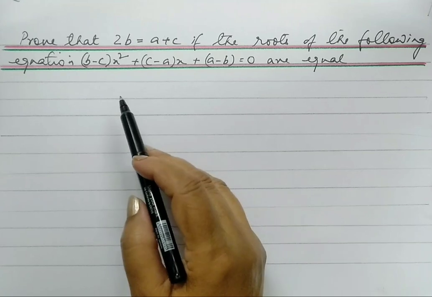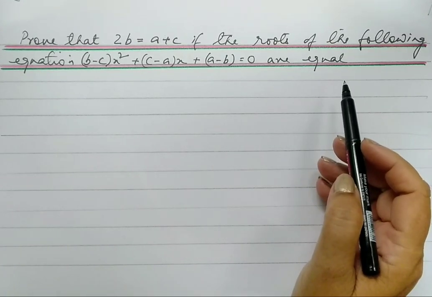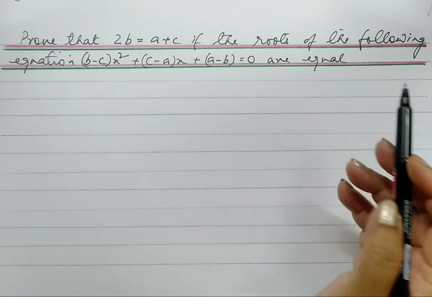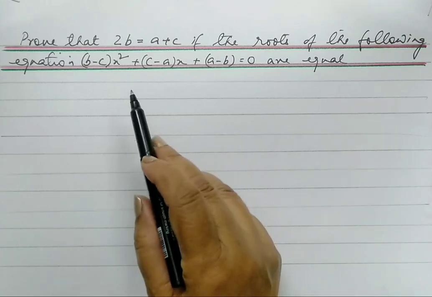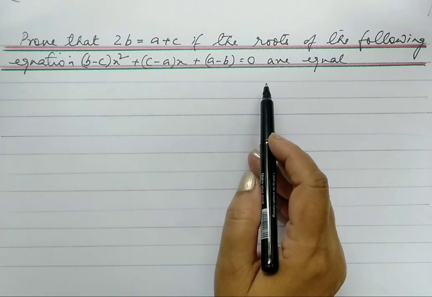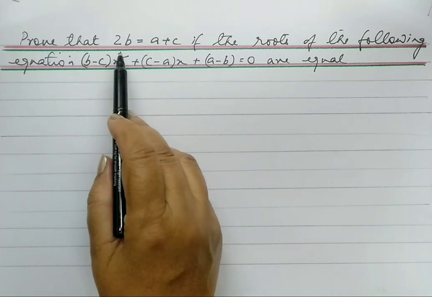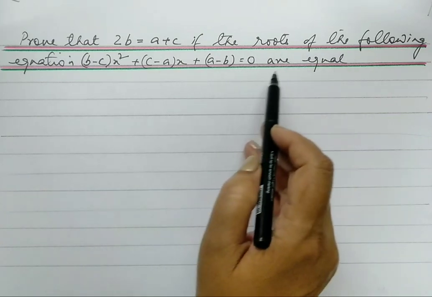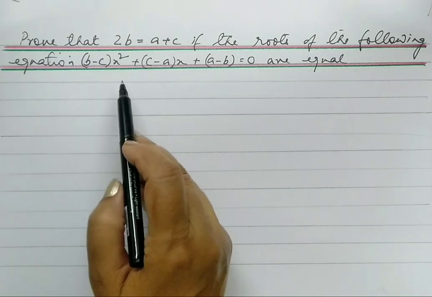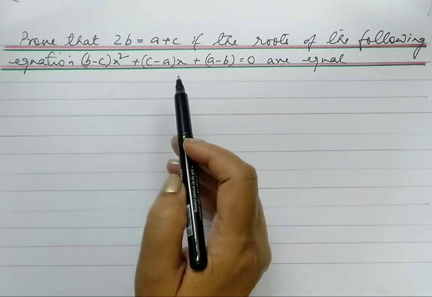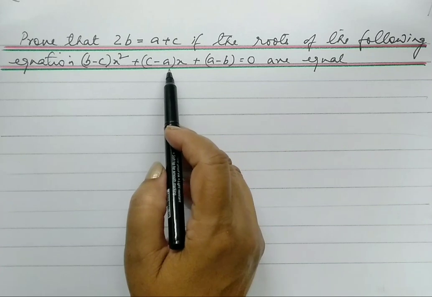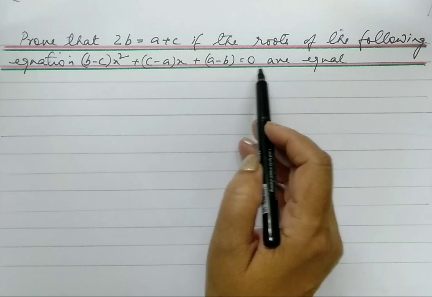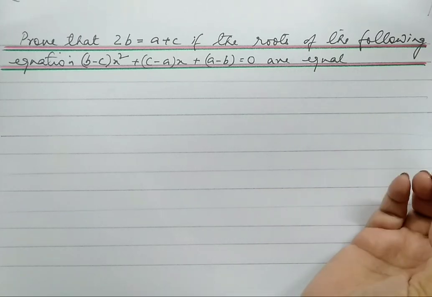Now this is a question from quadratic equations, class 10, but this particular question can stump anybody, okay? If we see this carefully, we have to prove that 2b equals a plus c, provided the roots of this particular quadratic equation, yes, quadratic equation because it has x to the power 2, (b minus c)x square plus (c minus a)x plus (a minus b) equals 0 have equal roots.